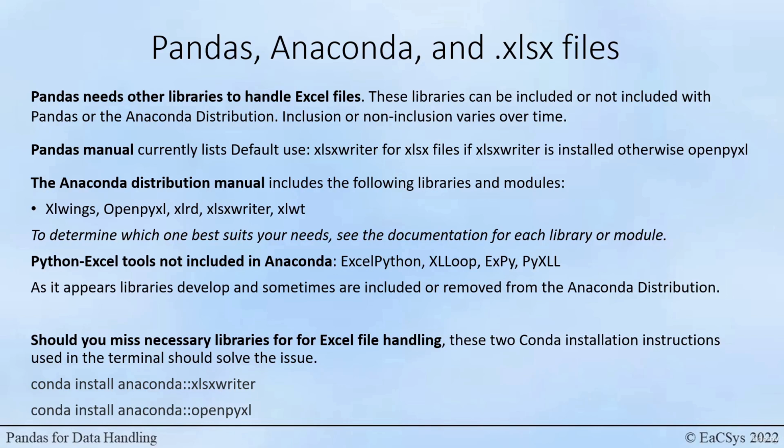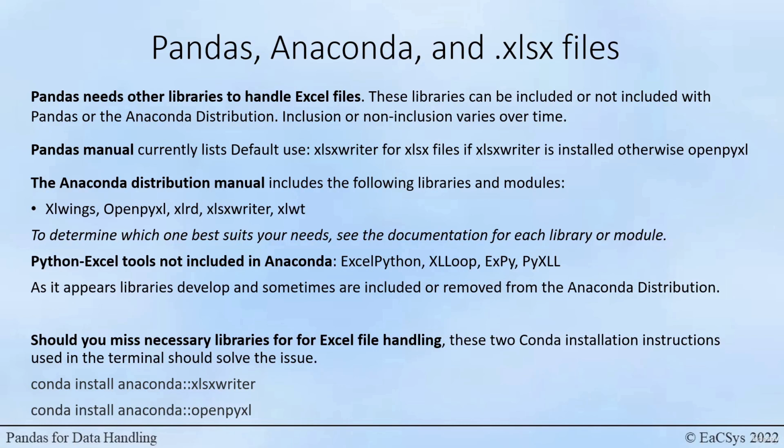And the Pandas manual currently lists the default is to use Excel writer for Excel files if the Excel writer is installed, and otherwise use OpenPyXL. And this is the manual for Pandas 2.2. So here we know from the list of dependencies that we have an Excel writer installed of the older type. And in Pandas they want you to check whether you have the Excel writer or the OpenPyXL installed.